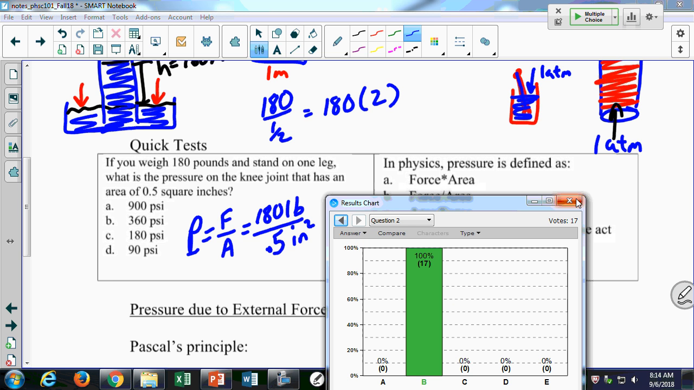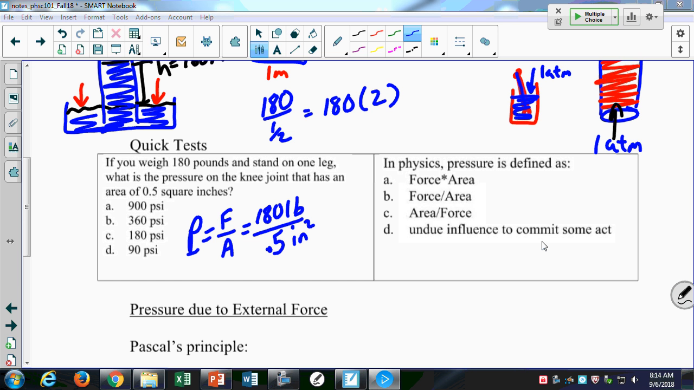All right, B is the right answer. Force per area.